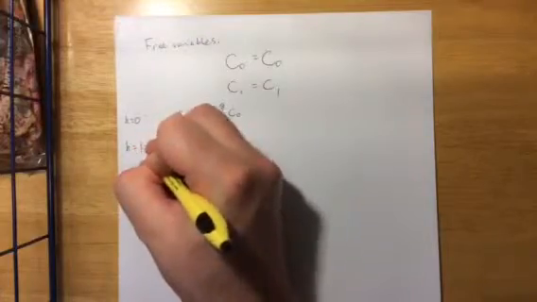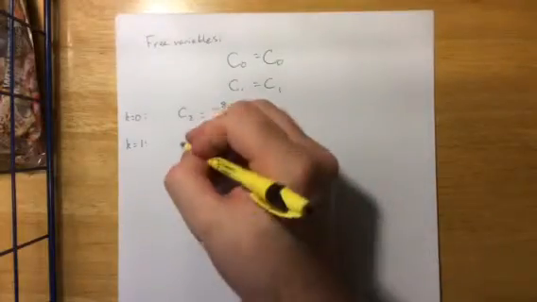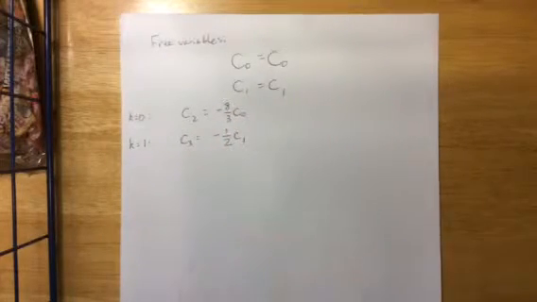Then, in the case of k equals 1, we were able to establish another relationship, which was all the way back over here. C sub 3 is equal to negative 1/2 C sub 1.